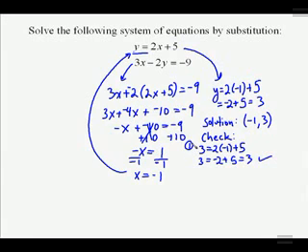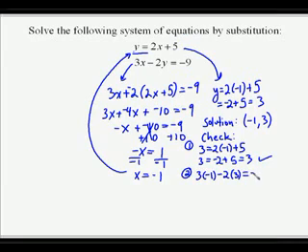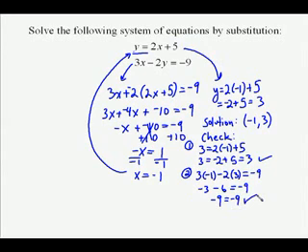Now we go to the second one, we plug in negative 1 for x, so 3 times negative 1 minus 2 times positive 3. And so that gives us a negative 3 minus 6, and what negative 3 minus 6 equals is negative 9. So you end up with negative 9 equals negative 9, which is a true equation, thus our solution is true. So our solution is negative 1, 3.